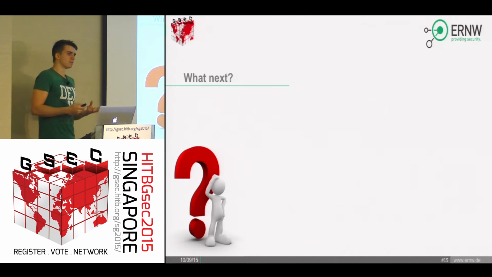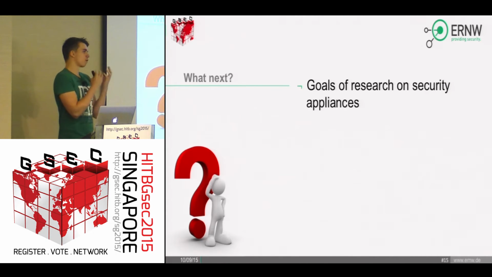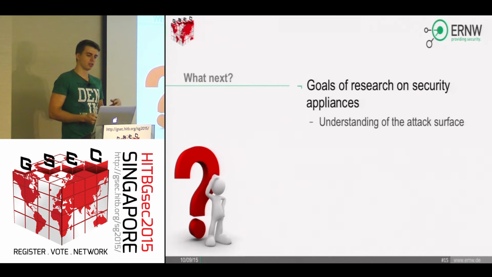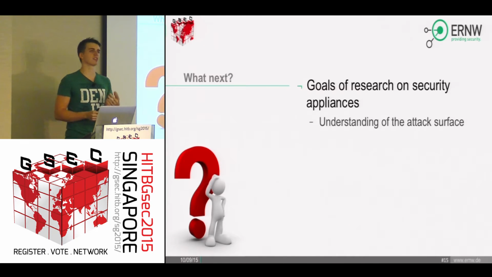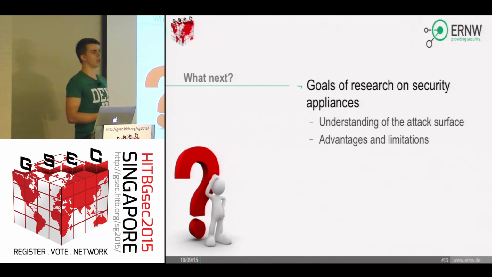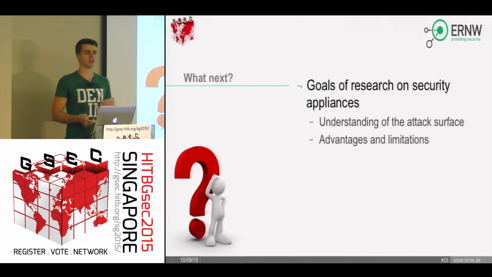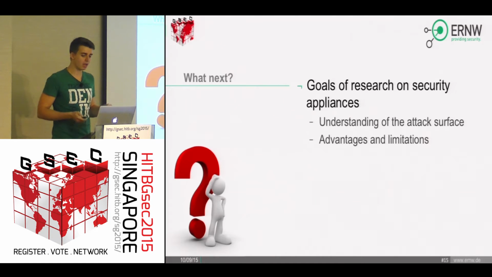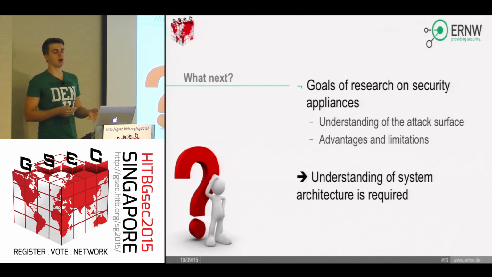Now what comes next? This is a bit of a general slide. From my perspective, what's the goal of research on these kinds of devices? You want to understand the attack surface. So what possibilities do they offer to an attacker to compromise them? And you want to understand the advantages and limitations. So what can they really do, and what are they quite good at? What attacks do they easily detect? And what are the limitations? And for this, an understanding of the system architecture is required.